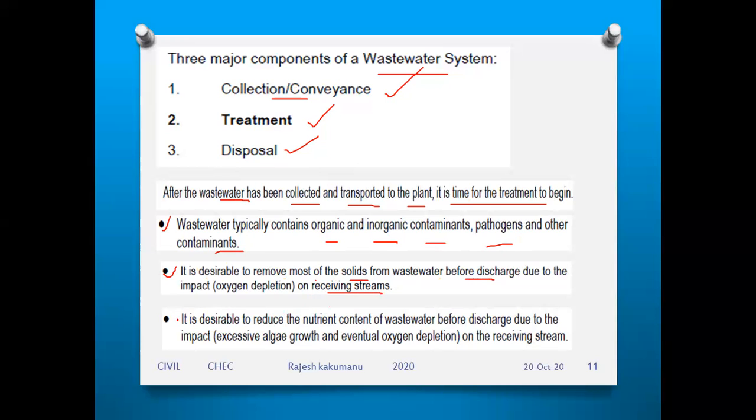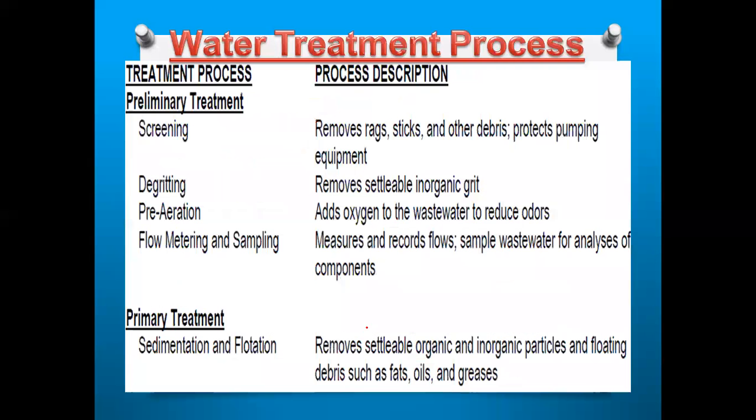Okay, next, it is desirable to reduce the nutrient content of wastewater before discharge due to the impact on the receiving stream. Okay, it means excessive algae growth and eventual oxygen depletion takes place. That's why before discharging into the receiving stream, we have to reduce the nutrient content of the wastewater. Okay, next one.